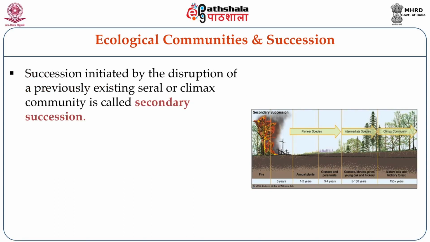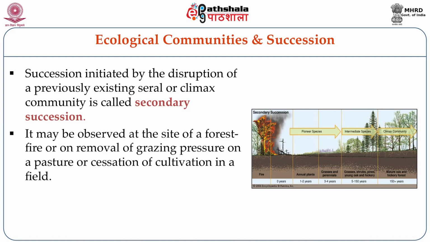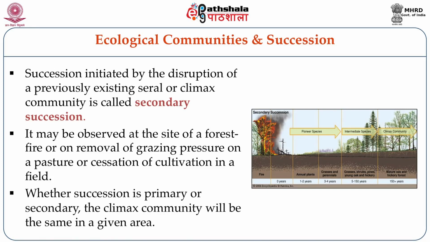Succession initiated by the disruption of a previously existing seral or climax community is called secondary succession. It may be observed at the site of a forest fire, on removal of grazing pressure on pastureland, or once we stop cultivation in a field. Whether succession is primary or secondary, the climax community will be the same in a given area.